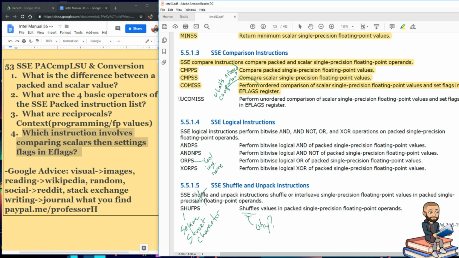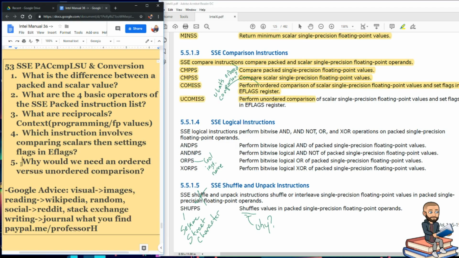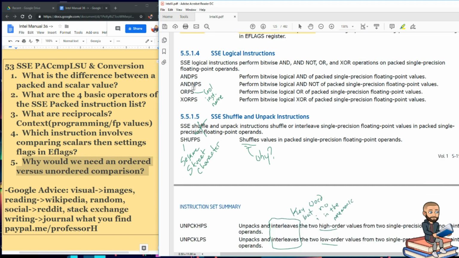And it looks like almost the opposite is UCOMISS, as in you're going to perform an unordered comparison now. So a question I truly don't know the answer to, why would we need an ordered versus unordered comparison? Alright, on to our logical instructions.